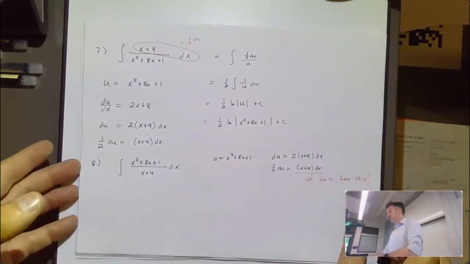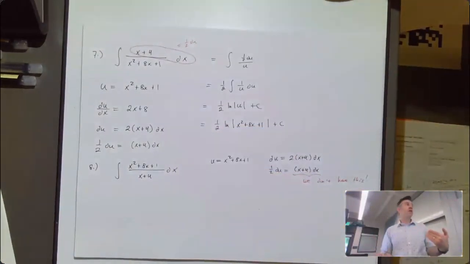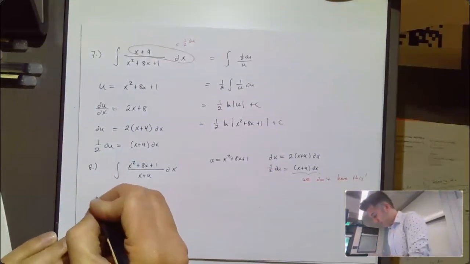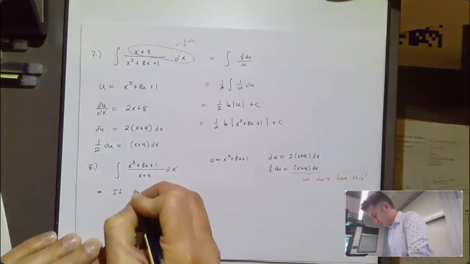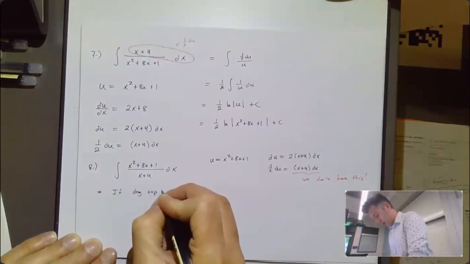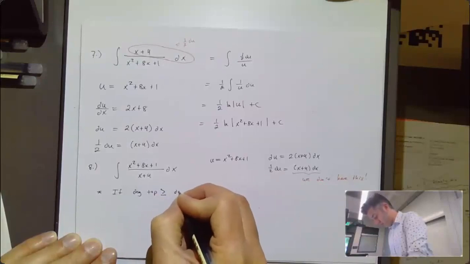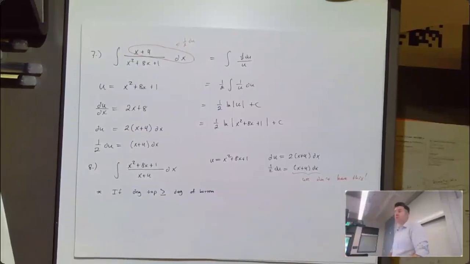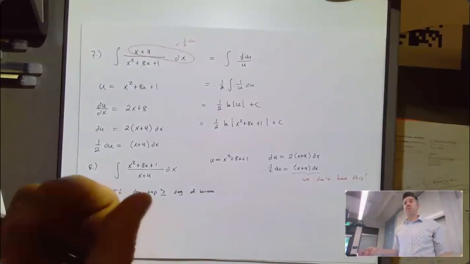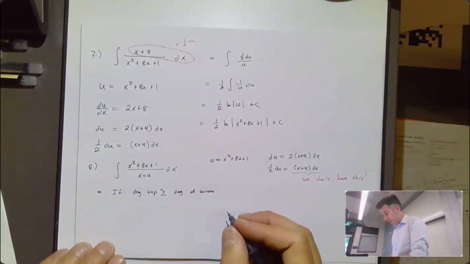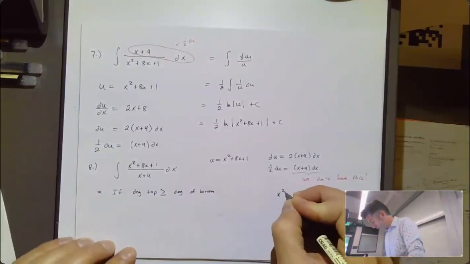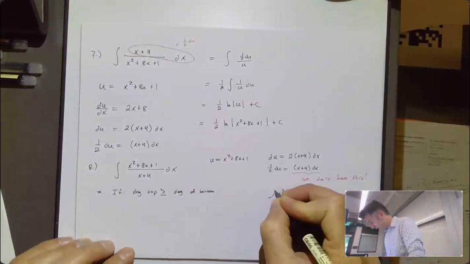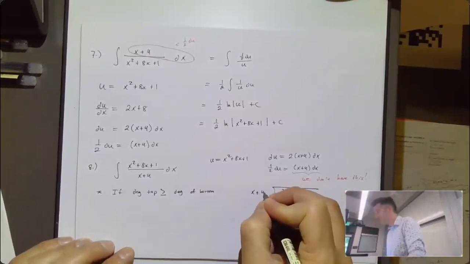Here's another way you can simplify integrals, specifically integrals where you have a rational function. We can do polynomial division if the degree on top is greater than or equal to the degree of the bottom. If nothing else seems good, one thing we typically want to try is polynomial division. So we're going to divide x squared plus 8x plus 1 by x plus 4.